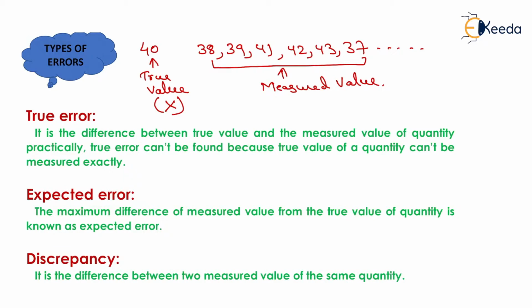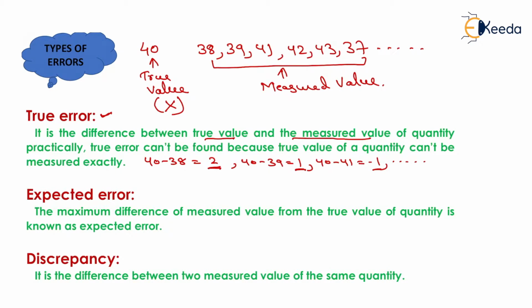Now what do you mean by true error? It is the difference between true value and the measured value of quantity. So if we take the difference of true value and measured value, that is 40 minus 38, it comes as 2. Similarly, 40 minus 39, it comes as 1. Similarly, 40 minus 41, the difference is minus 1. Similarly, so on. Now all these readings are known as true errors.